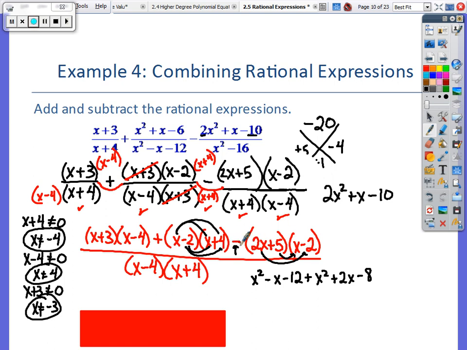I have to take this negative and subtract that entire product. So I'm going to go ahead and change the signs of all this because I'm subtracting each one of those terms. So that ends up being my numerator. Woo! That's a long one.